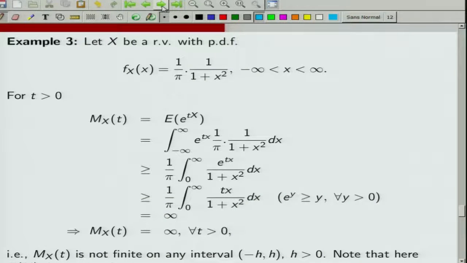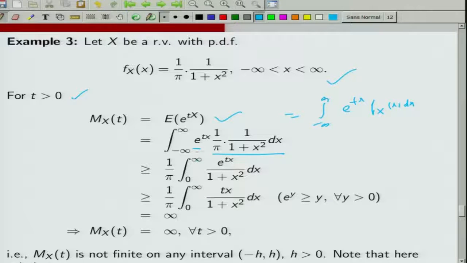Now let us consider this example, which will illustrate that the moment generating function may not always exist in a neighborhood of 0. So for t greater than 0, I look at what is M_X(t), which is expected to be E of e to the power tX, which is the same as the integral from minus infinity to infinity of e to the power tx f_X(x) dx. e to the power tx is this, f_X(x) is this.